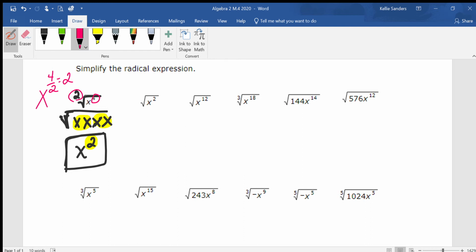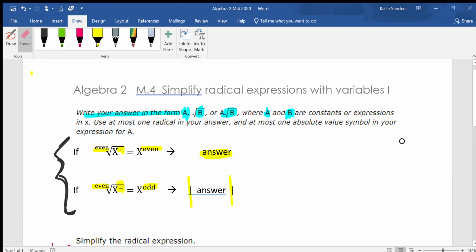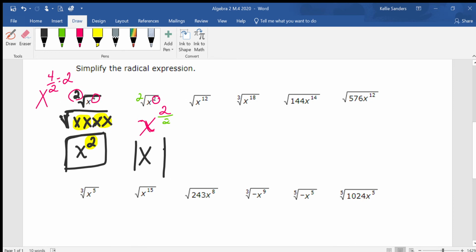So if I use the same system on this one, that red 2 over that red 2, because that's a 2 there. So what's 2 over 2? 1. And since 1 is odd, we're going to put that in absolute value. Since it is 1, we don't have to write the 1, but we do have to have the absolute value symbol.